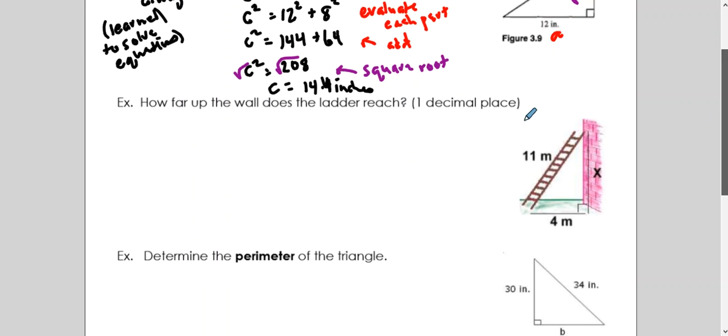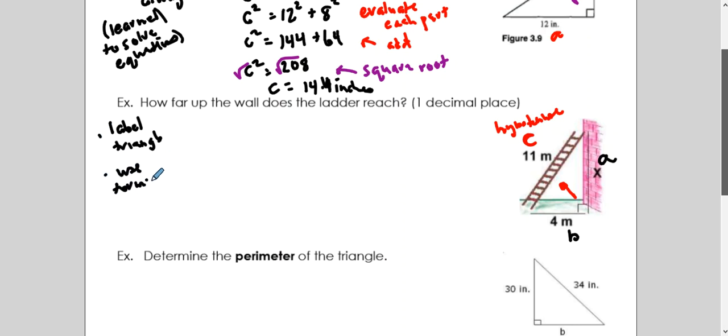All right, how far up the ladder does the ladder reach? Oh, so we're going to solve for x. But the first step is to label the triangle. This side is still C because it's opposite my right angle. This side is my hypotenuse. That doesn't change. This could be my A and B, and that's perfectly fine. So label the triangle, and use your formula exactly the way you see it. I have C squared equals A squared plus B squared.